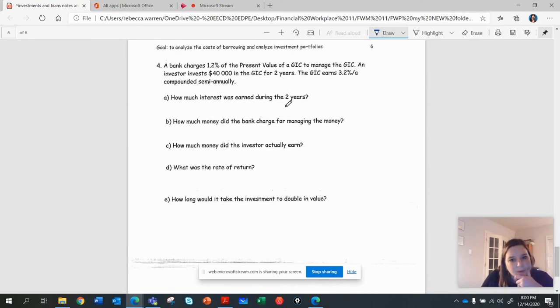So this one is a compound interest question. So a bank charges 1.2% of the present value of the GIC to manage the GIC. An investor invests 40,000 in the GIC for 2 years. The GIC earns 3.2% annually, compounded semi-annually. So because it says compounded, we're going to use the compound interest formula. So A equals 40,000.